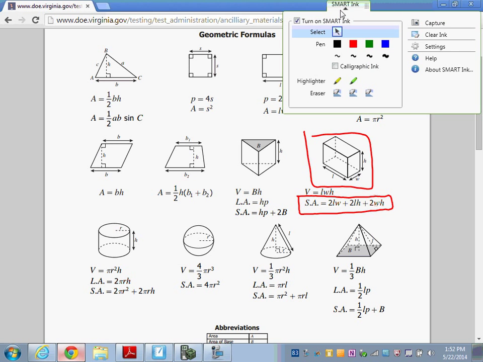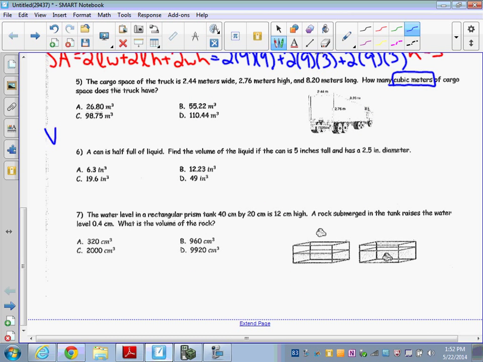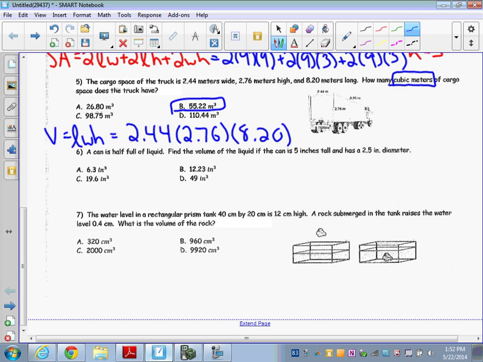So once again, I have the same shape, but I'm not solving for surface area this time. I'm solving for volume. So the volume is equal to the length times the width times the height. And we just have all of those numbers. So 2.44 times 2.76 times 8.20. Once again, we plug it in our calculators and we get the correct answer of B.